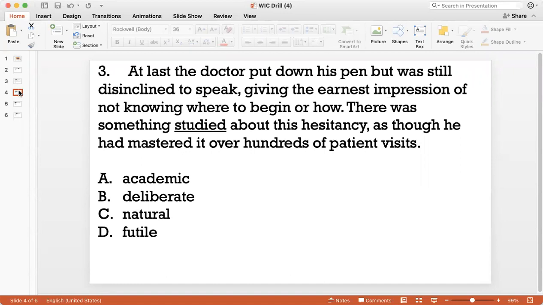So here the narrator speaks of a visit to the doctor, and the doctor seems to have made a diagnosis, and he has not yet shared the diagnosis with the patient, with the narrator. So the scene is that the doctor has put down his pen but has not spoken yet. And it seems to the narrator that the doctor wasn't sure what to say or how to say it, right? So there was a sense of hesitancy.